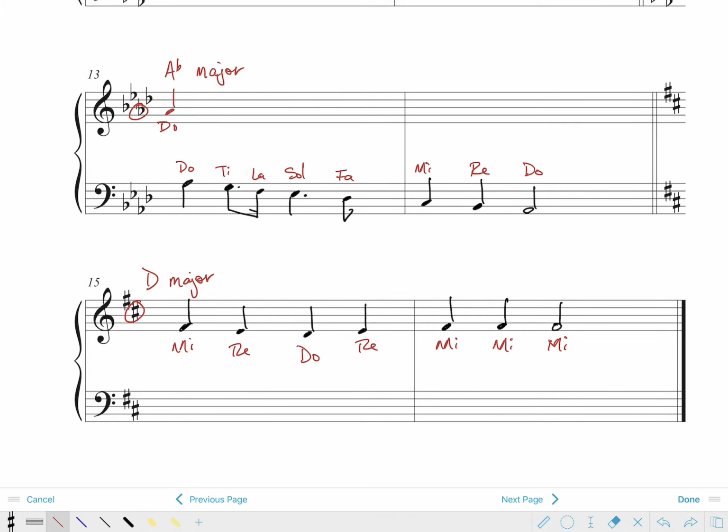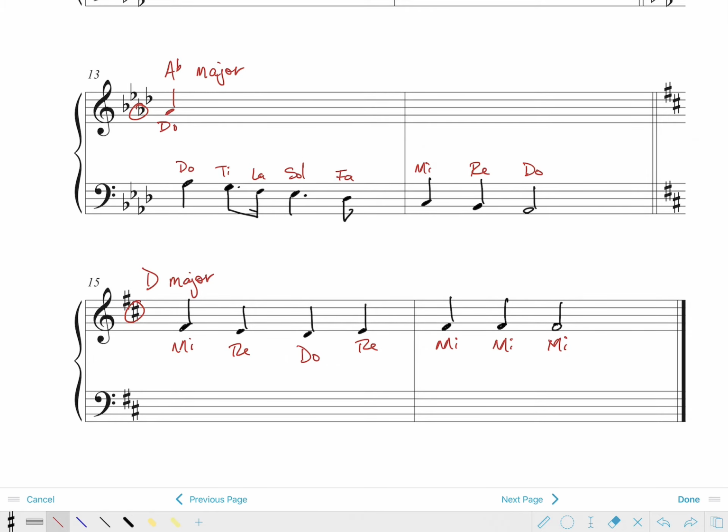Here's do. If I know the scale, do, re, mi, I could start on the right starting pitch. Sing it with me. Mi, re, do, re, mi, mi, mi.